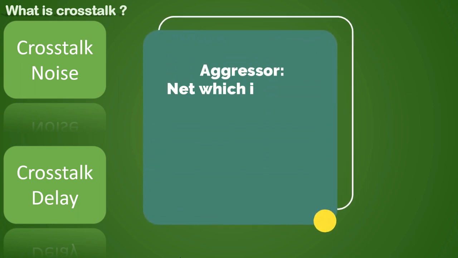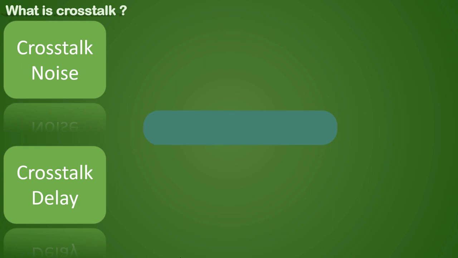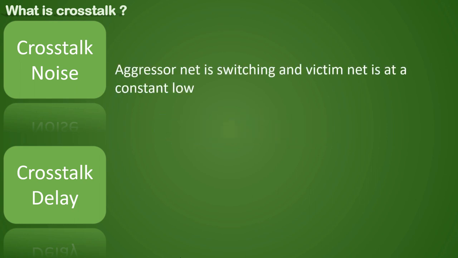In order to understand crosstalk glitch, let us first understand the terminology related to crosstalk. When one net interferes with another net, the net causing the crosstalk is the aggressor and the net suffering because of it is the victim net. Now let us first consider the case where the aggressor net is switching and the victim net is at a constant low.